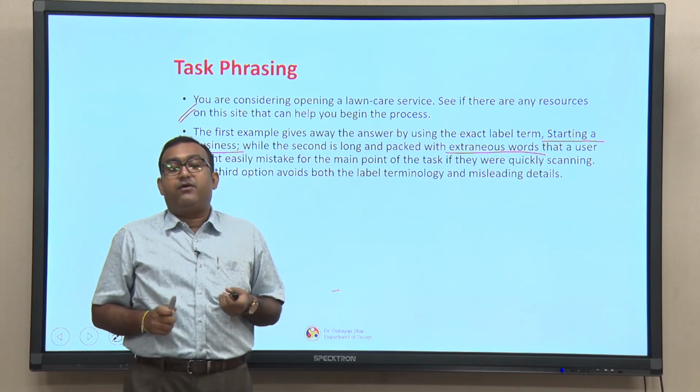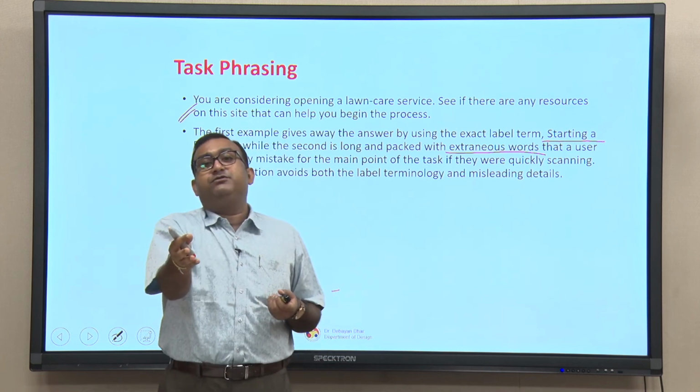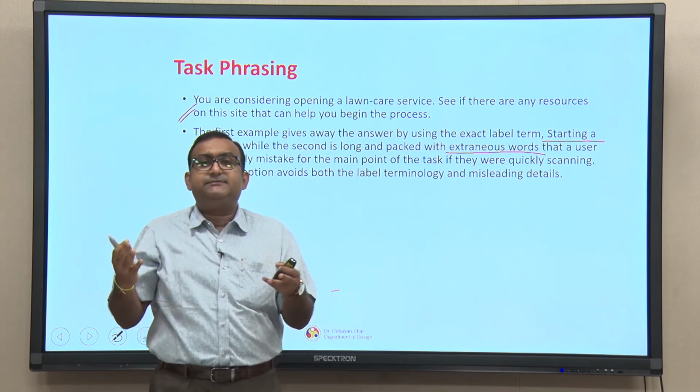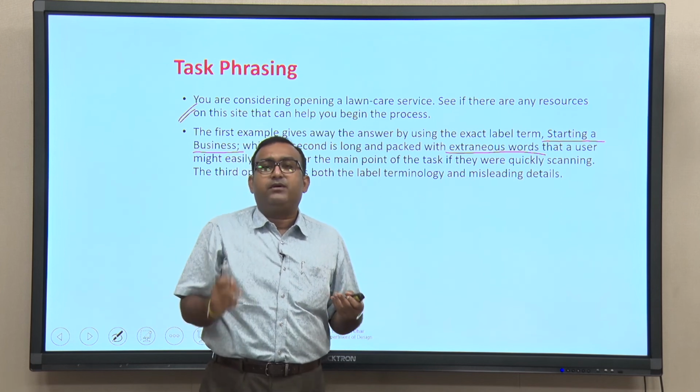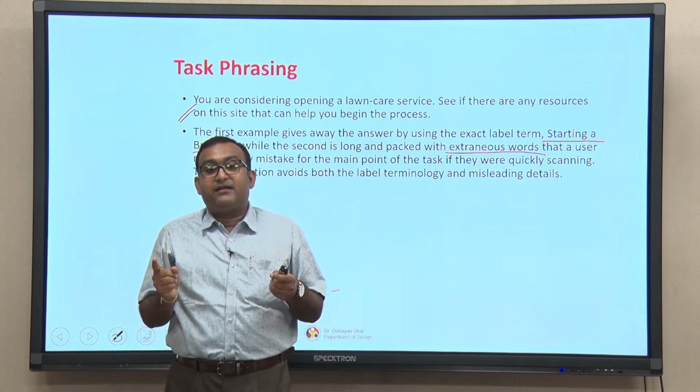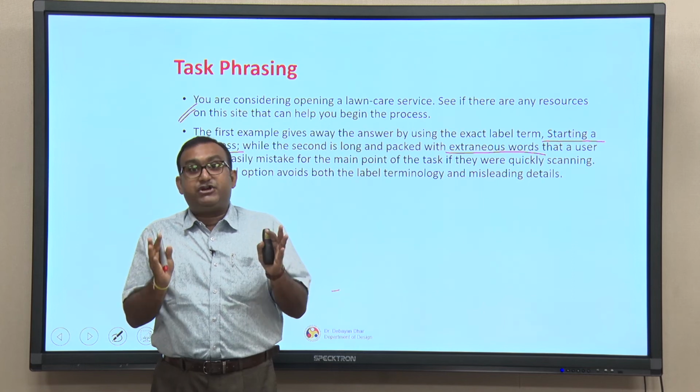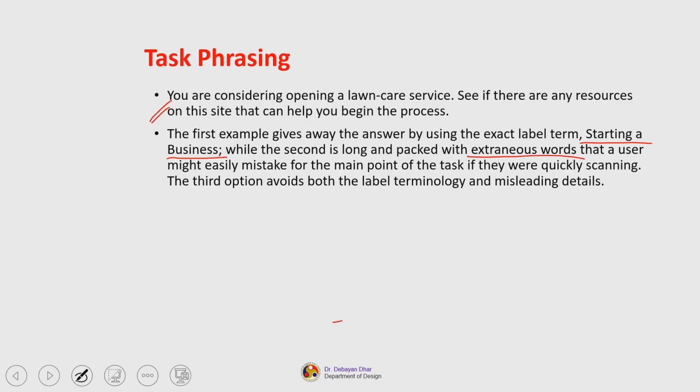And this is what you should avoid, because if you provide your users the exact things, then it becomes very easy for them to figure out what they want. So, ensure that exactly specific words are not given. Similarly, the second one, there are some extraneous words, though it is a little bit, that the user might easily mistake for the main point of the task, right.